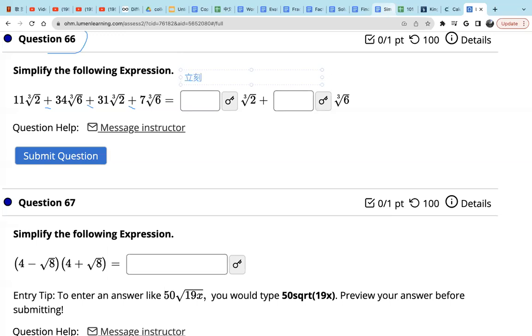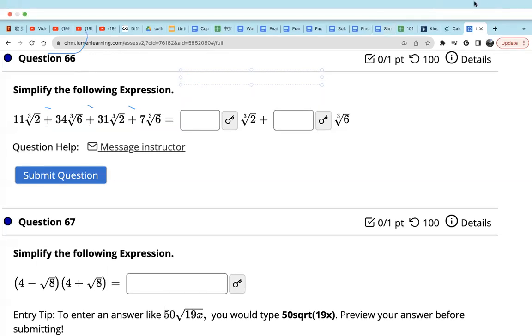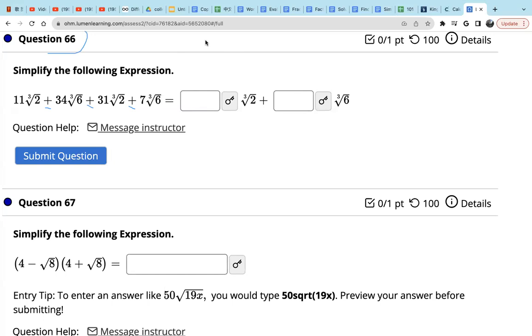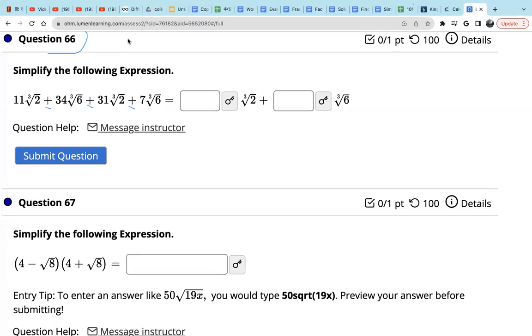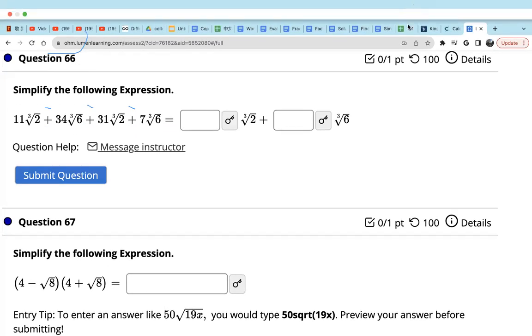So like terms. Oops. Similar to like terms, we call like radicals. Does not allow me. Okay, I have to get rid of this. Then change my language because I chose my language to be Chinese before.